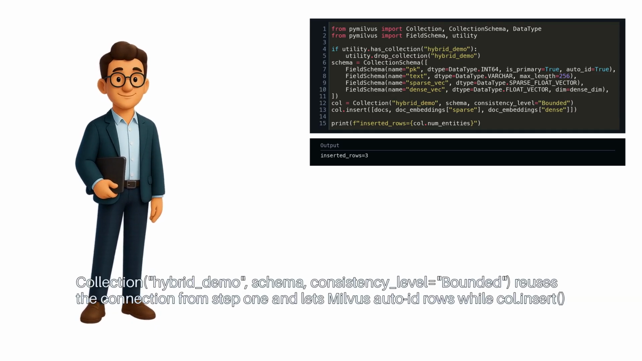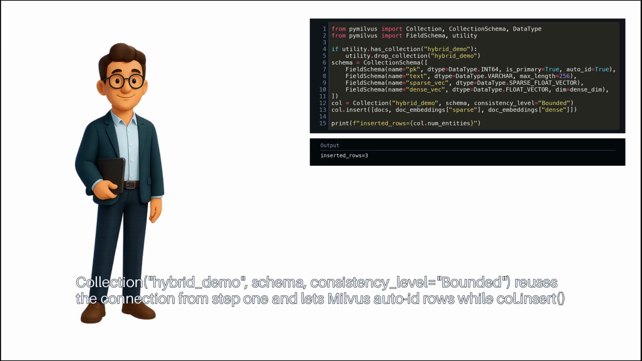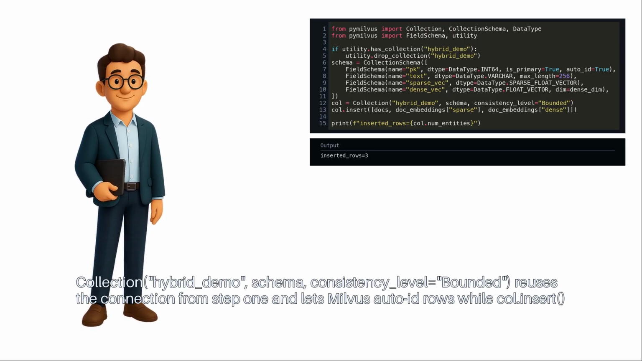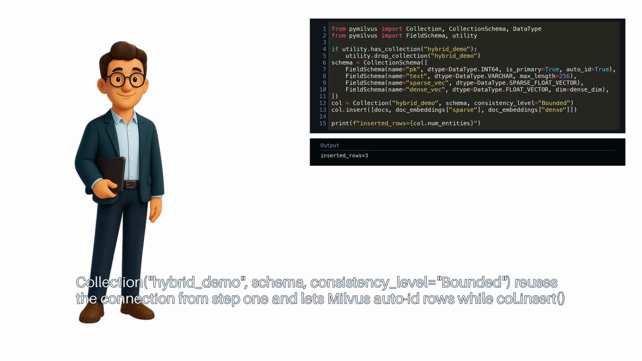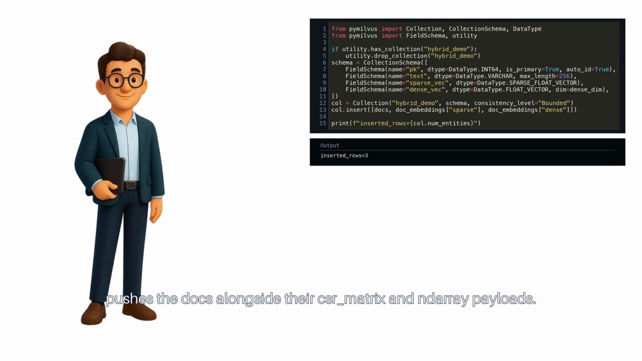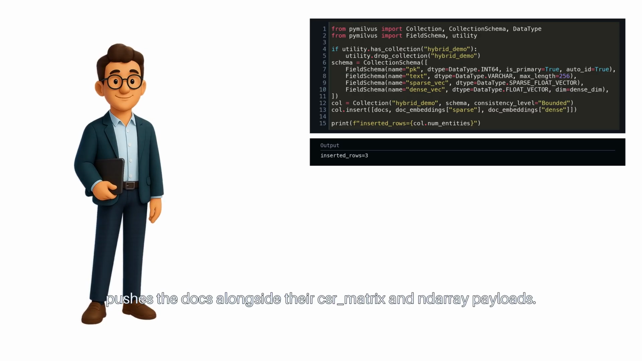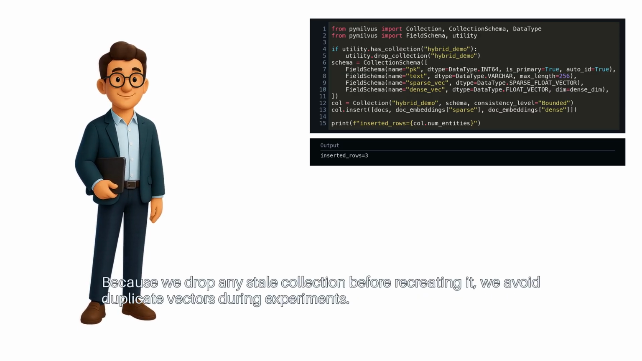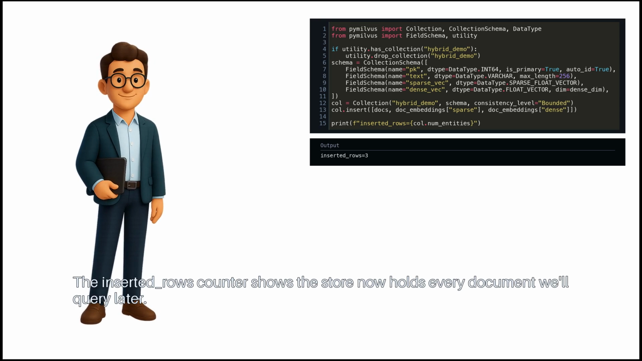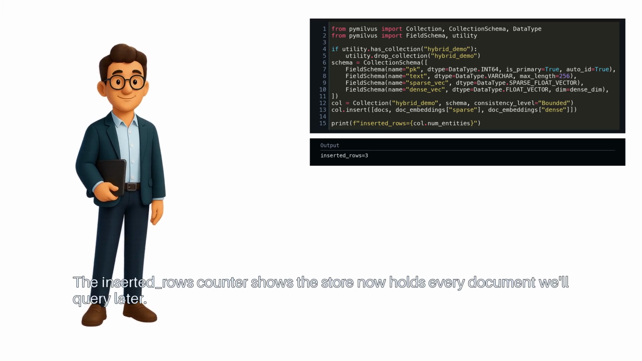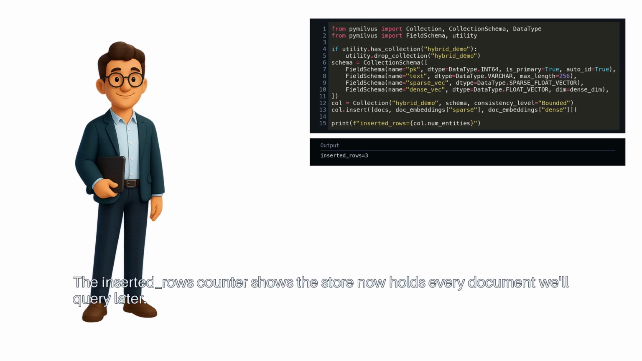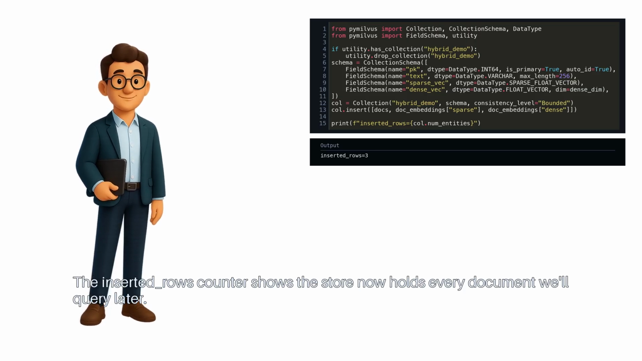Collection hybrid_demo with schema and consistency level bounded reuses the connection from step 1 and lets Milvus auto ID rows, while collection.insert pushes the docs alongside their CSR matrix and ndarray payloads. Because we drop any stale collection before recreating it, we avoid duplicate vectors during experiments. The inserted rows counter shows the store now holds every document we'll query later.